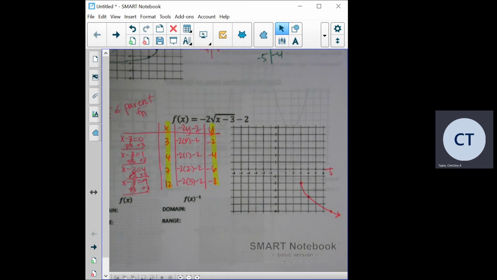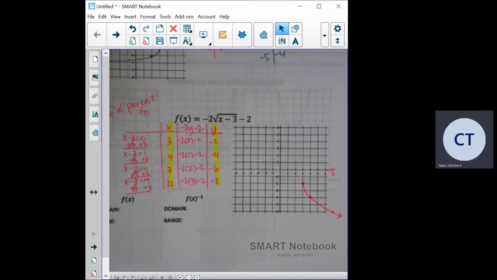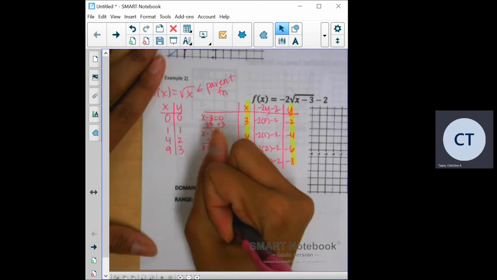Okay, so that's my function, my f of x. I need to find the inverse. Before I find the inverse of this, let me label the domain and range so that way we at least know what's going on domain and range wise. Valerie S., what's the domain for this pink graph? Go from left to right. What's the domain? Three comma infinity. Beautiful. 3 comma infinity.